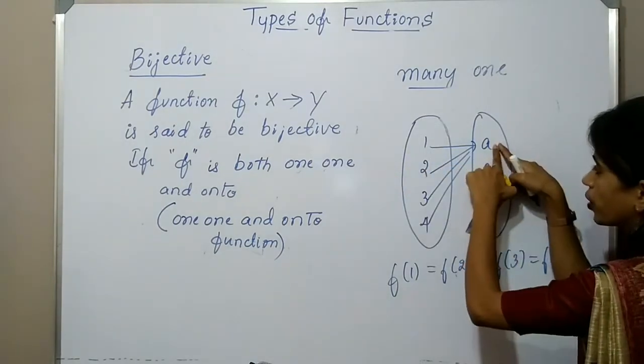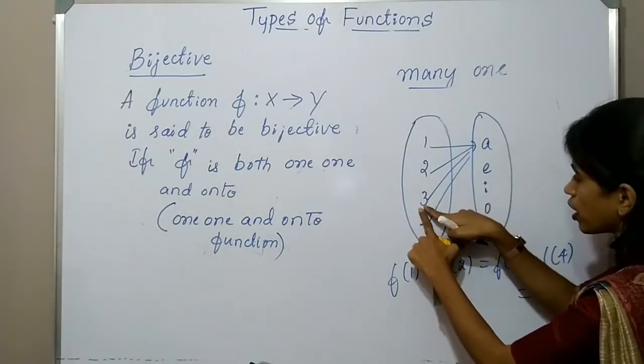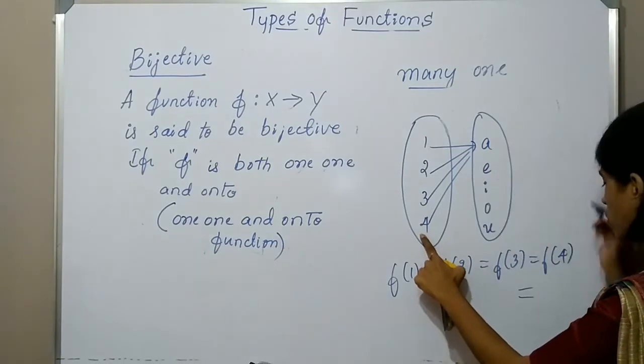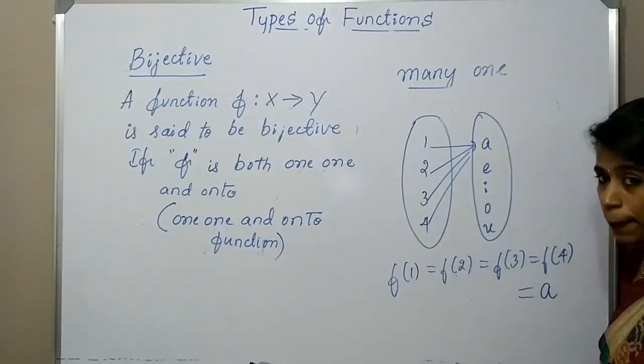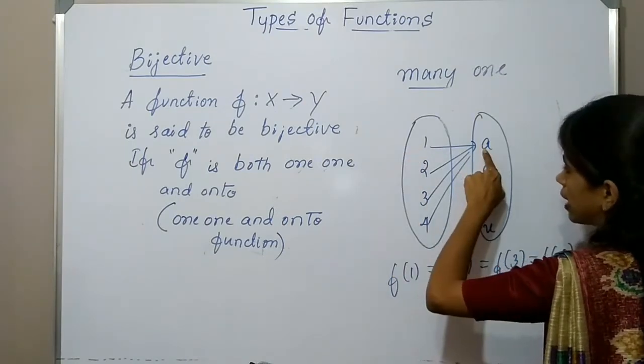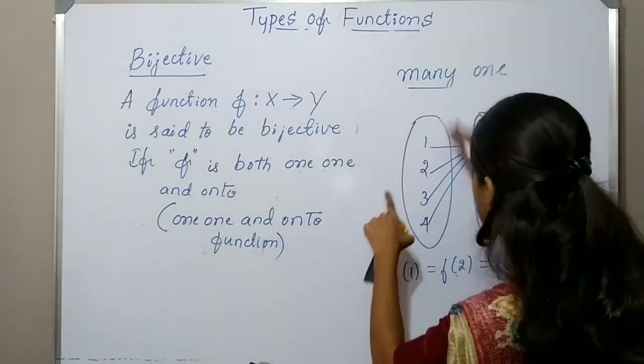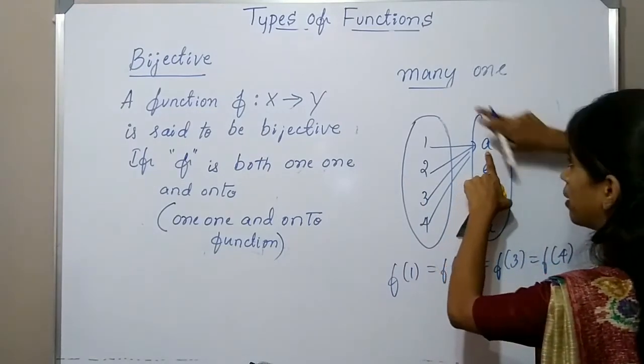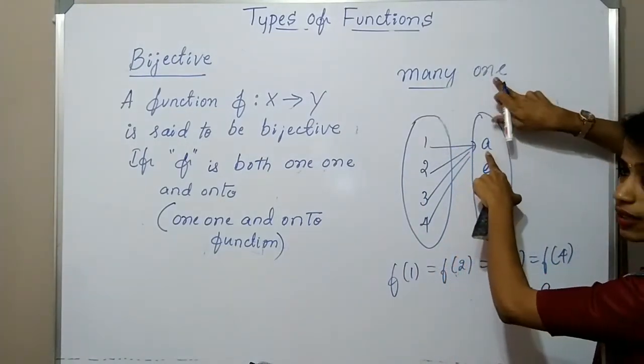f of 1 equal to A, f of 2 equal to A, the image of 3 is also A, image of 4 is also A. That is A. It means all elements map to a single element. That is, many elements map to only one element. That is many one. Is it clear?